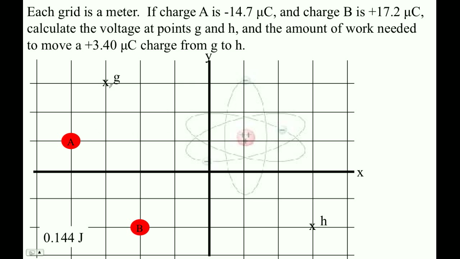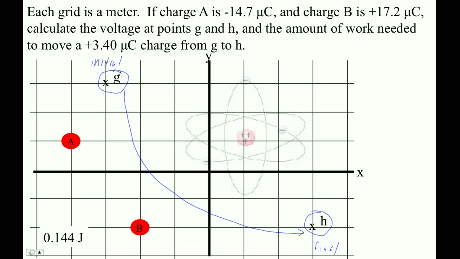Okay, now let's do one just like that, just like on your field theory worksheet. So we're going to move a charge from G to H. So it's going to go from here to here. And it doesn't really matter how we move it, okay? But this is our initial. This is our final. Okay?